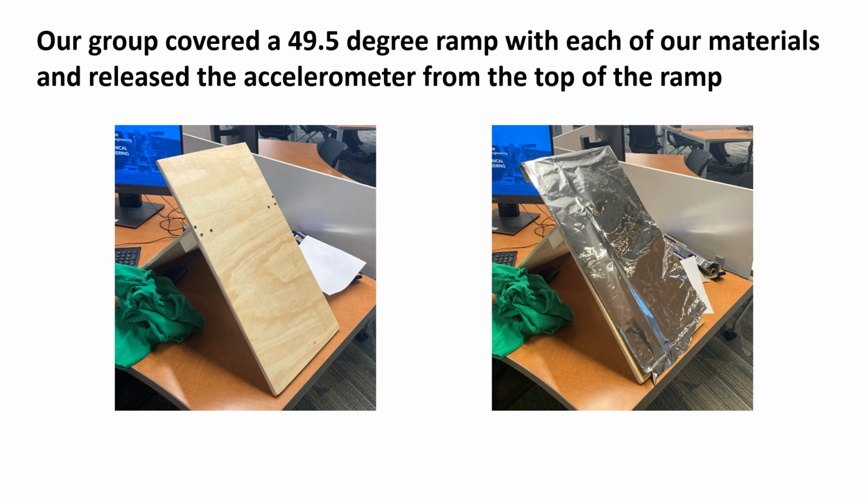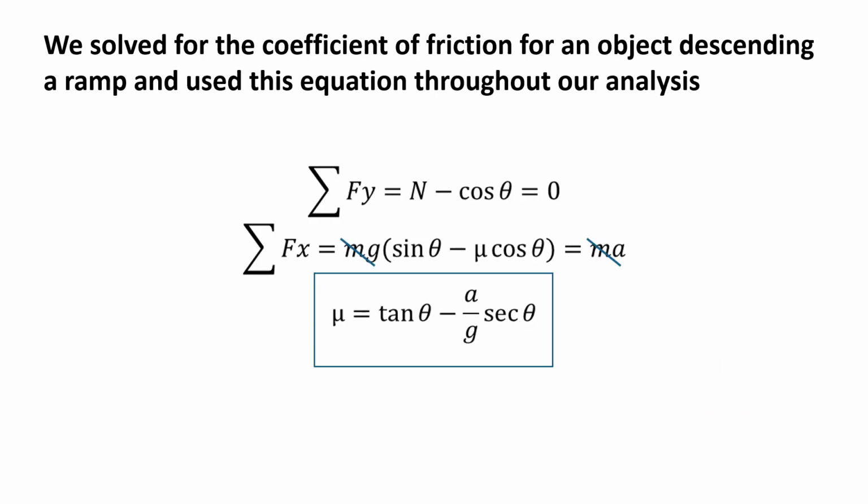We then would drop an iPhone down the ramp from rest and record its acceleration data. We could then export this acceleration data into Excel for analysis. Before actually analyzing our data, we first have to come up with a mathematical equation to solve for the coefficient of friction. After summing the forces in the x and y direction, we can come to the conclusion that the coefficient of friction equals the tangent of the ramp angle minus the ratio of our acceleration to gravity times the secant of the ramp angle.